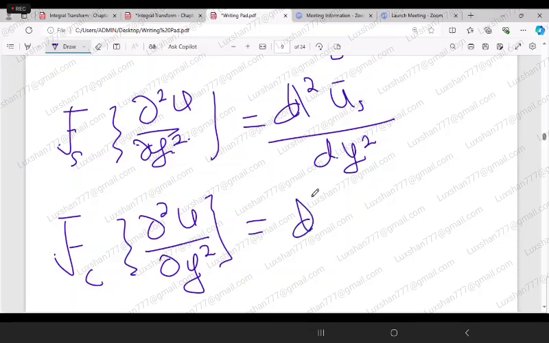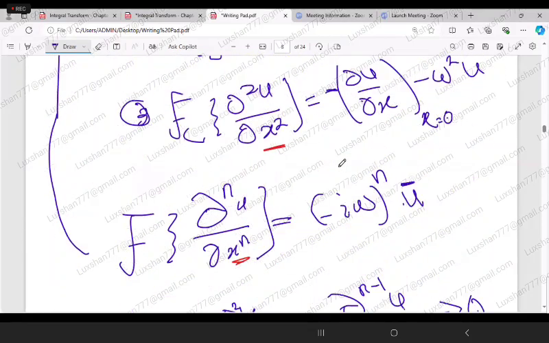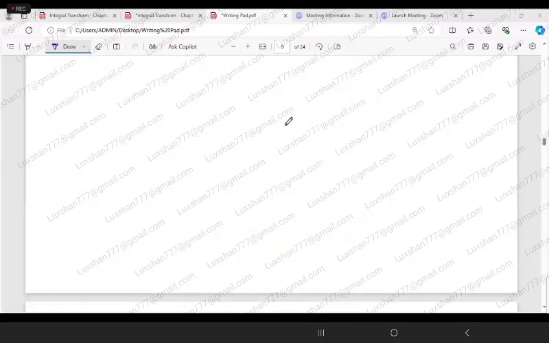This is nothing but ∂²c̄/∂y². So if it is the second variable y, then it is just this way. If it is with respect to x, it is this way. Do you understand this one? Right. One more thing before we move to the handout.